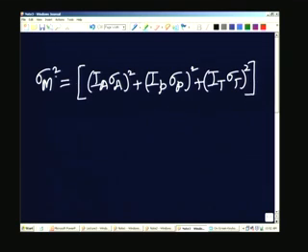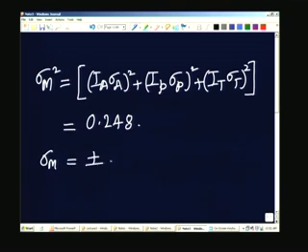If you want sigma M, all you have to do is to take a square root and put a plus or minus sign. And in fact, you can substitute the values which were obtained in the previous slide. I will leave it as an exercise for you to complete. It will give you 0.248. That is the value of sigma M squared. If you calculate sigma M, it will be square root of this, which will be plus or minus 0.498.